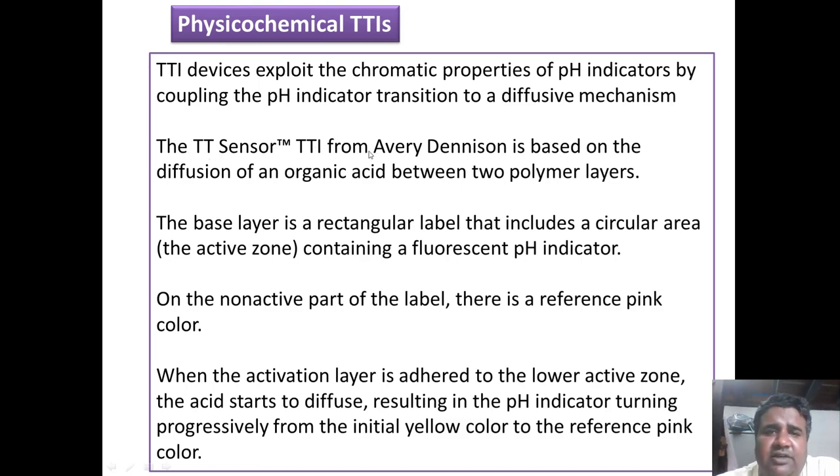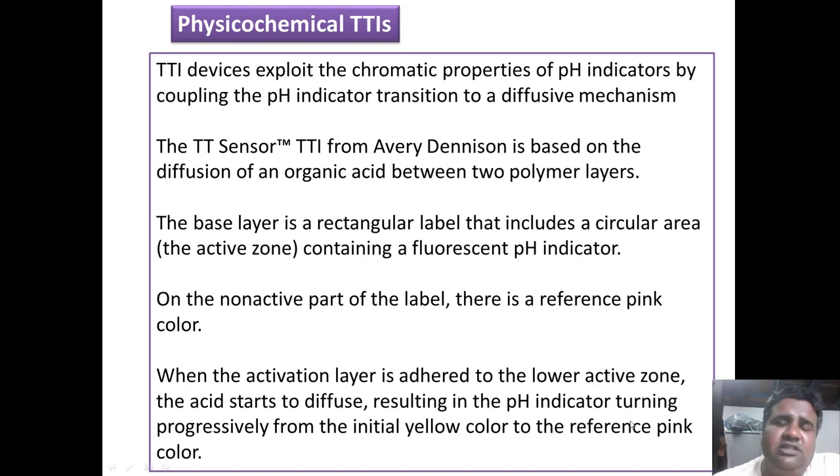It was invented by Avery Dennison, and it is based on an organic acid between two polymer layers. The base layer is a rectangular label that includes a circular active zone containing the fluorescent pH indicators. On the non-active part of the label, there is a reference pink color. When the activation layer is adhered to the lower active zone, the acid starts to diffuse, resulting in the pH indicator turning progressively from yellow to the reference pink color.